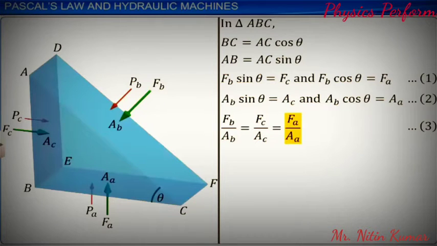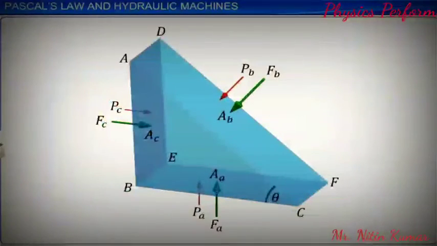Hence, we can conclude that the force against any area within a fluid at rest and under pressure is normal to the area irrespective of the orientation of the area. The pressure exerted at a point by a fluid at rest is equal in all directions. Hence, pressure is a scalar even though it is the ratio of force, which is in general a vector, to area.